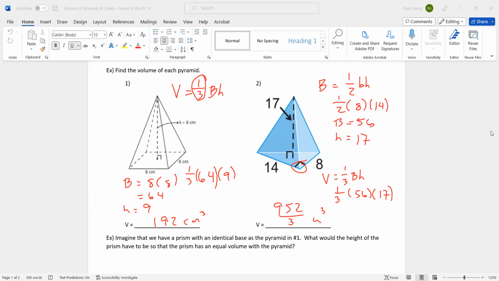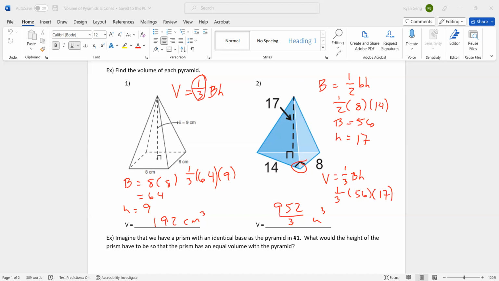So pretty basic examples there where everything was given to you. There might be a time when you have to find the altitude, or you have to do some stuff to figure out the area of the base. You've seen that done. But there you go.